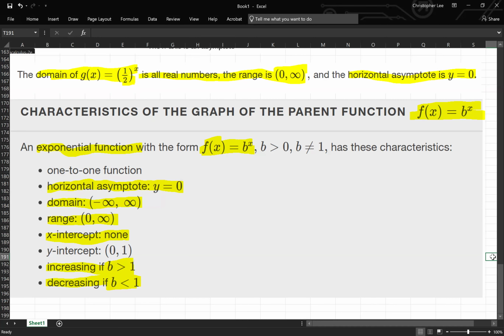An exponential function with the form f of x is equal to b to the x power, where b is greater than 0, so b is positive, and b does not equal 1, of course, right? It has these three characteristics.